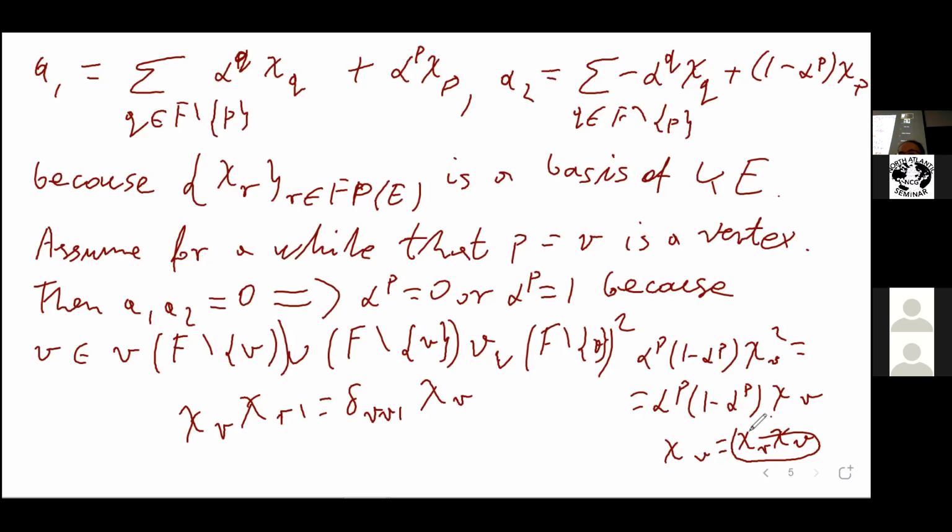Okay, and we are in a field. There are no zero divisors. Chi v is a basis element, so we must have that alpha p times 1 minus alpha p is equal to 0. So it means that one of them is equal to 0. And this is what I wrote: alpha p is 0 or alpha p is 1. Okay. Everybody happy? Yeah, do you agree, Tanya? Okay. Good.